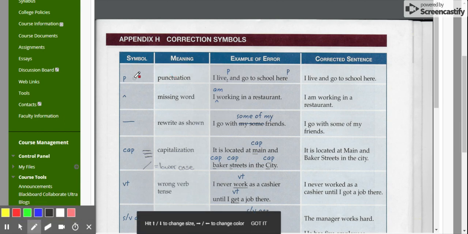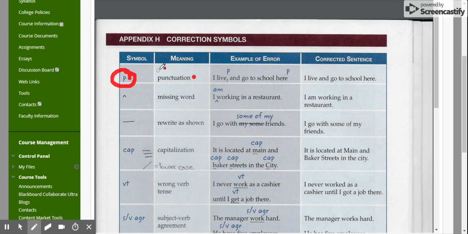The first one that you see here is a P. Okay. When a P is written on your paper, it means there's something wrong with the punctuation. Okay. Now, it could be different things. It could be that the punctuation is incorrect, or it could be that you need punctuation and you didn't put any there. So, for example, look at this first P. In this sentence, I live, there is punctuation. There's a comma. Okay? But actually, that comma is not right. It should not be there. So, in this case, the P means the punctuation is wrong.